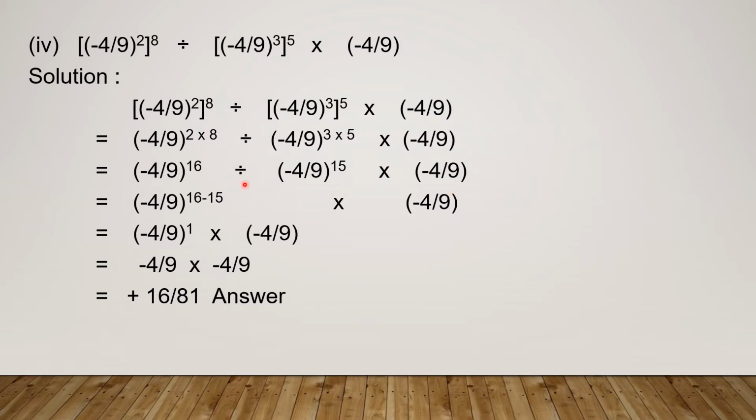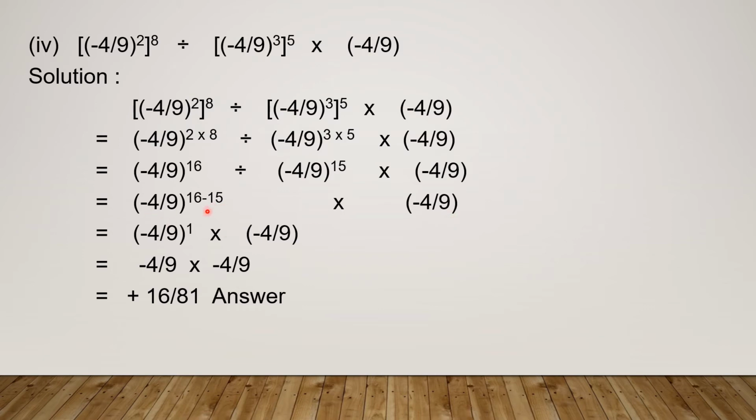Now here we have two operations, division and multiplication. So first we do division because the BODMAS rule tells us first we divide, then we multiply, then we add, then we subtract. So first we divide. For this purpose, we will write both the bases once and we subtract the powers. Students, why we subtract the powers? Because it is the quotient law of exponent that tells us when we have same bases, write the base once and subtract the power if there is sign of division between them. So we subtract the power 16 minus 15, and this minus 4 by 9 will come as it is.